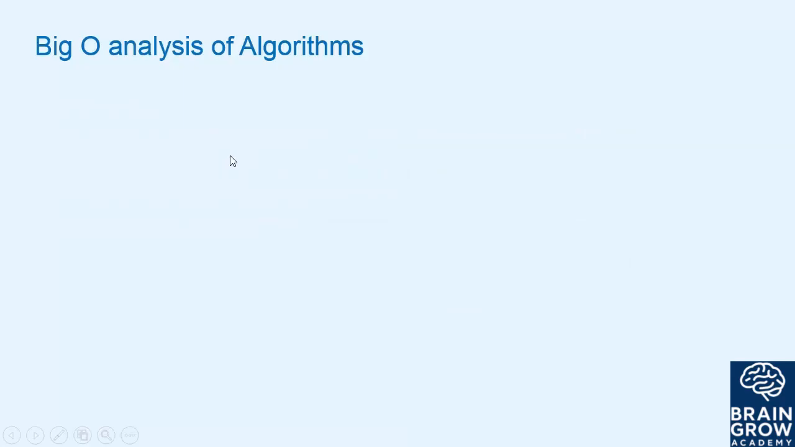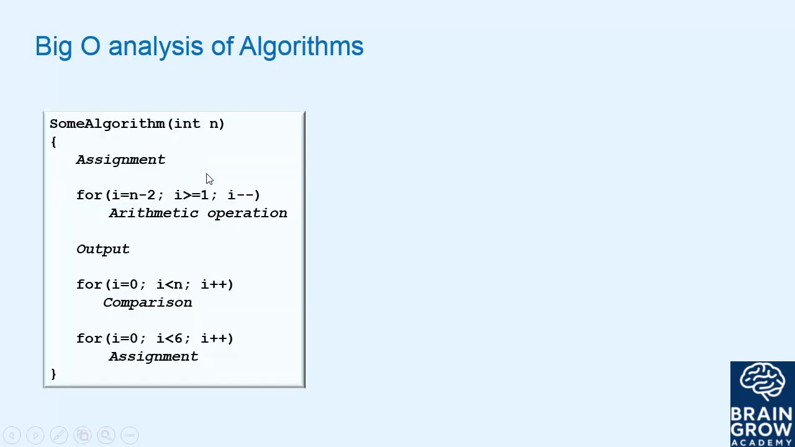In this lecture, we'll take different algorithms and calculate the time complexity for them. In this algorithm, we'll ignore these assignment and output operations as they are executed only once. They don't depend on n. We can ignore this loop also because it will always iterate 6 times only, no matter what the size of input is. Even when n becomes 1 million, this assignment will be executed 6 times only.